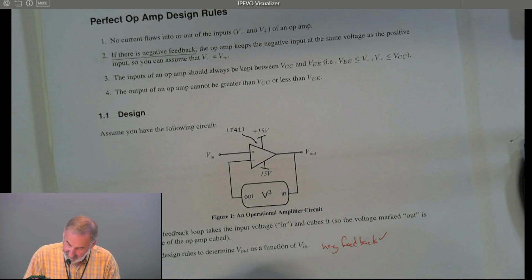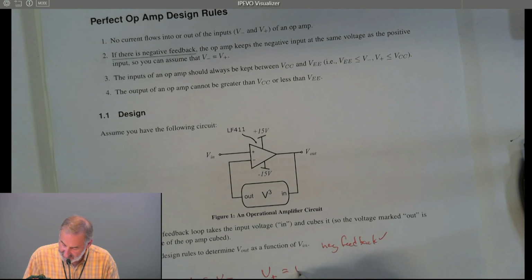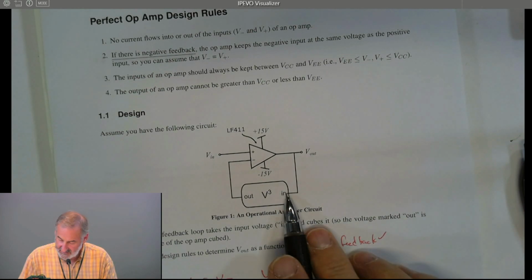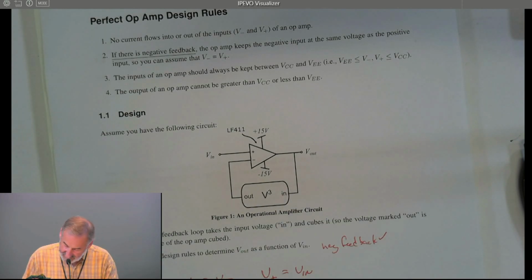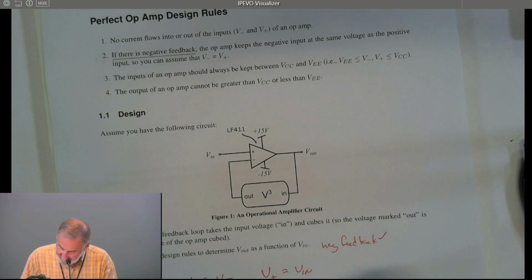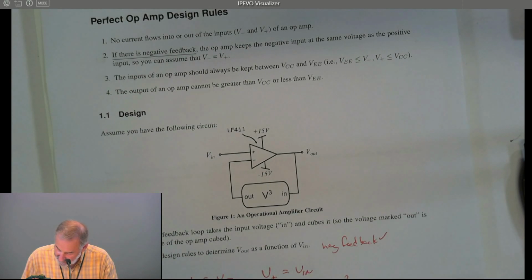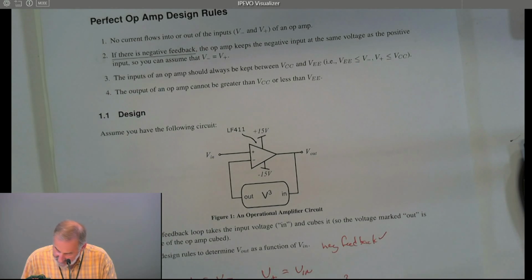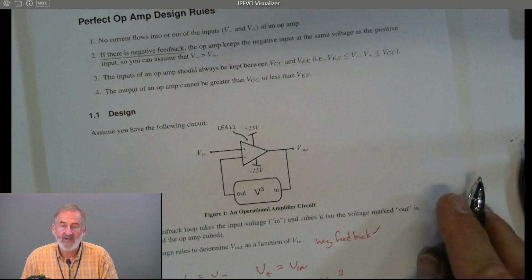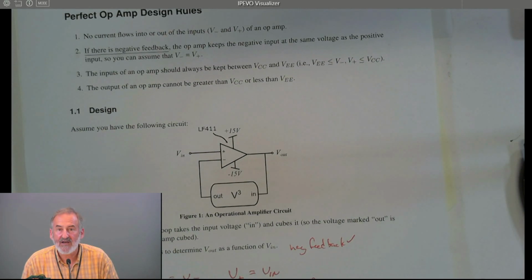That means that V plus equals V minus. V plus is equal to V in. V minus is equal to V out cubed, because we take V out and cube it. We can set those together, and we know that V in equals V out cubed. And if we want V out as a function of V in, V out is equal to the cube root of V in. So this circuit gives you the cube root of the input.